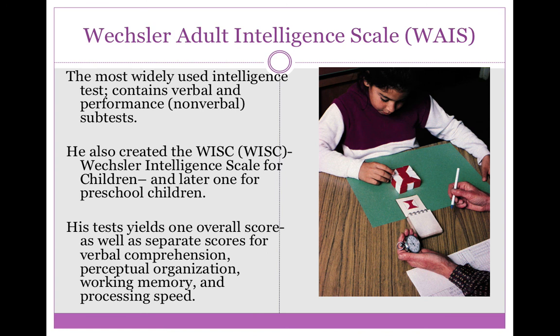One of the most widely used intelligence tests, in fact, the most widely used in history, and the one we presently use today, is the WAIS, the Wechsler Adult Intelligence Scale. Wechsler devised the present-day IQ test, and it contained verbal and performance subtests. He also created one for children, the WISC, and then later one for preschool children. What's nice about the Wechsler test is that it does yield one overall score, again with 100 being the average, but it does separate the scores into different categories like verbal comprehension, perceptual organization, working memory, and processing speed. So like that of the ACT, which yields one overall score, you can see where your areas of strengths and weaknesses lie.